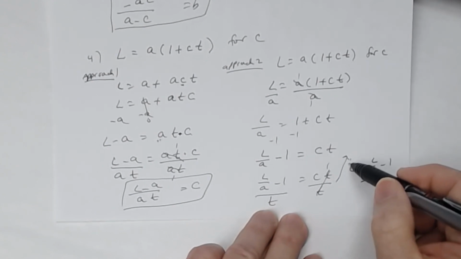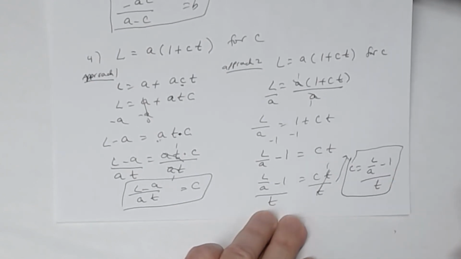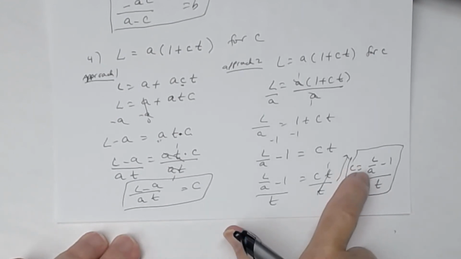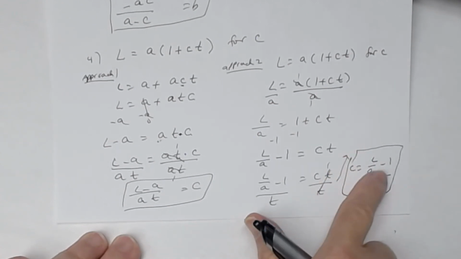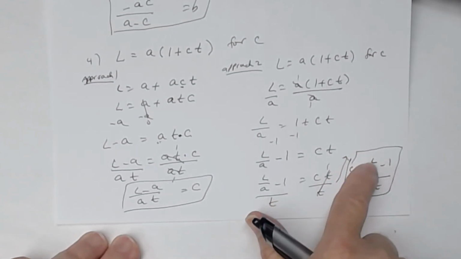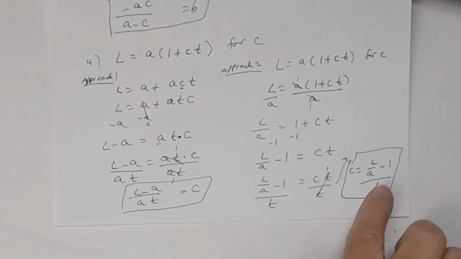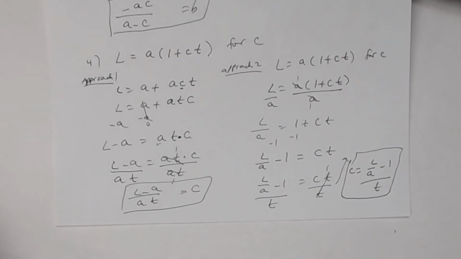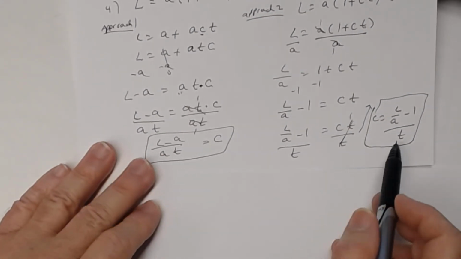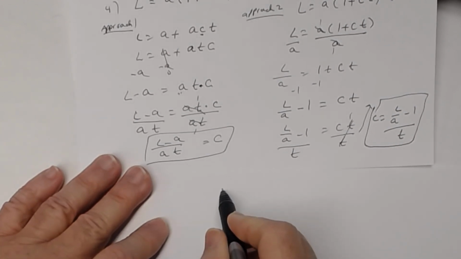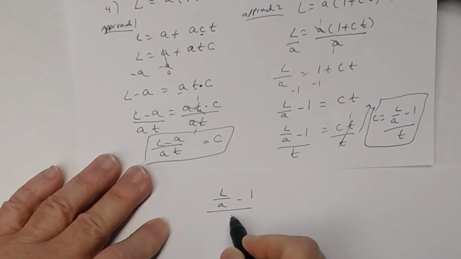And at this point, I would give you credit if you left it like this, although the problem is that this is a complex fraction. So you have fractions being divided by other fractions. You're going to learn in a future section that you want to simplify this as much as possible. Let me just show you real quick how to do that, just so you'll have an idea of how to make this look a little bit better. So I have the left-hand side, which is L divided by a minus 1, all divided by t.